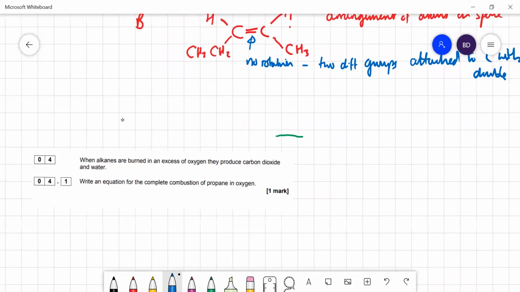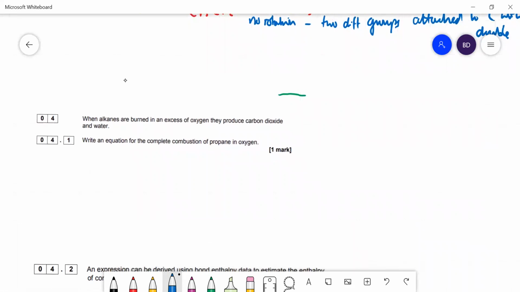Right, question 4. Alkanes are burned in excess of oxygen. They produce CO2 and water. Write an equation to show the complete combustion of propane. Right, propane is 3 carbons, C3H8. It's saturated, so CnH2n plus 2 plus oxygen. That's going to give us CO2 and water.